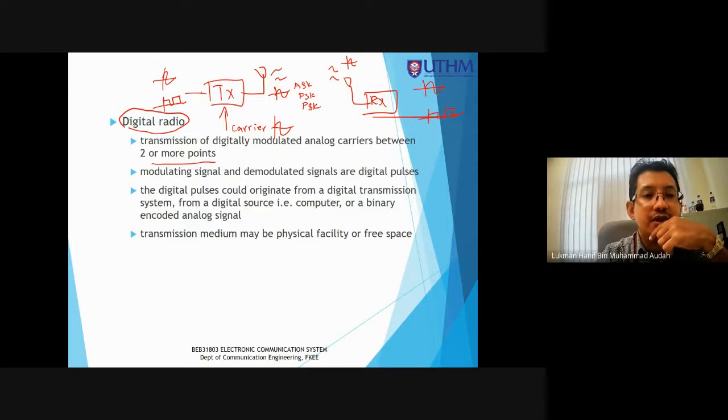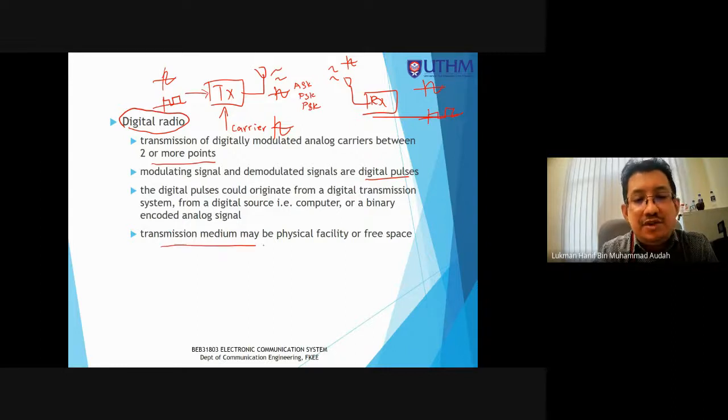So tadi kita akan ada at least 2 point. So modulating signal and demodulated signal are digital pulses. Digital pulses could originate from a digital transmission, from a digital or binary encoded digital signal. Transmission medium may be physical facility or free space.